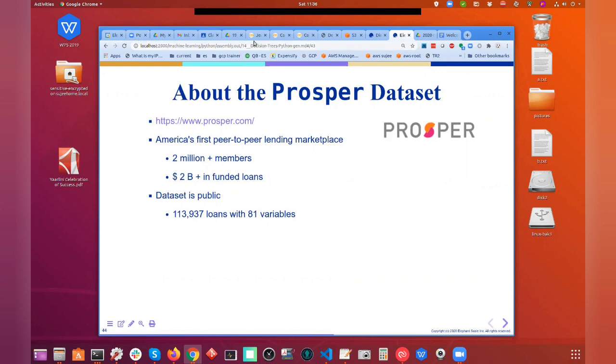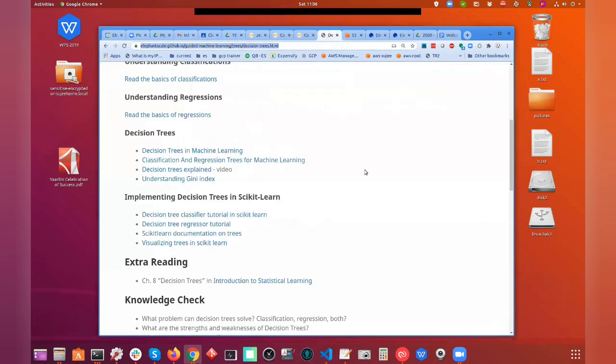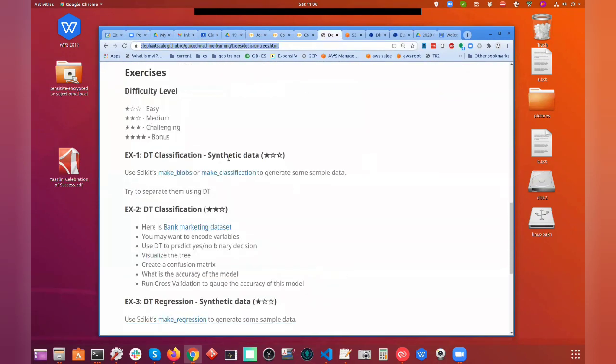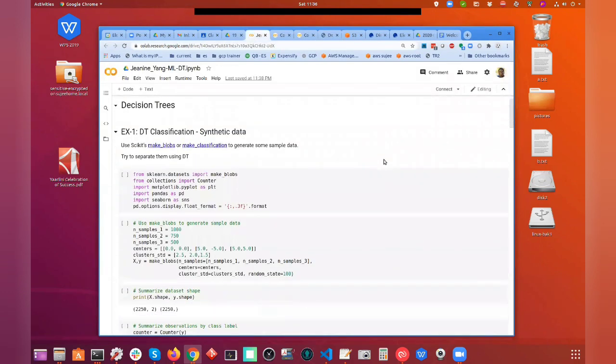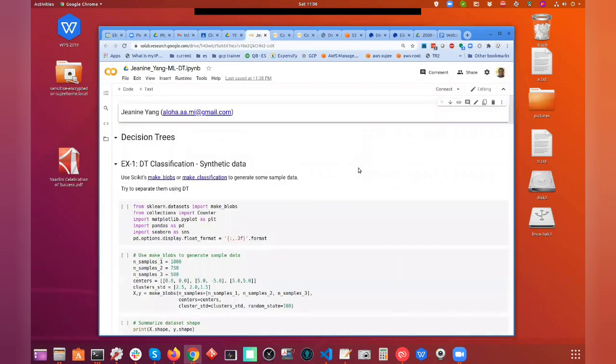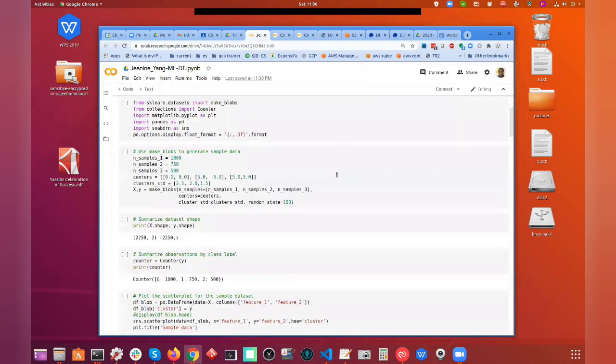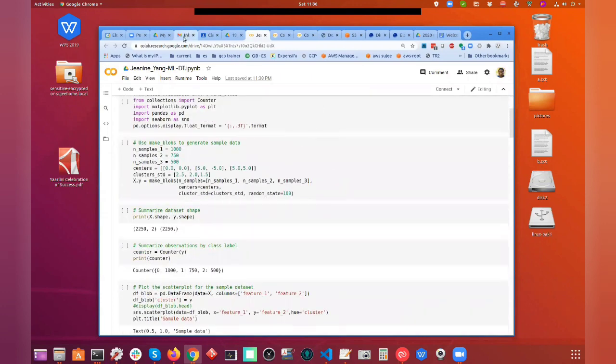All right. So first we're doing classification using synthetic data and the bank marketing data. So let's see here, looking at this one. Again, I will share the results with you guys. I'll update the links, so you can look at the link in the usual place.